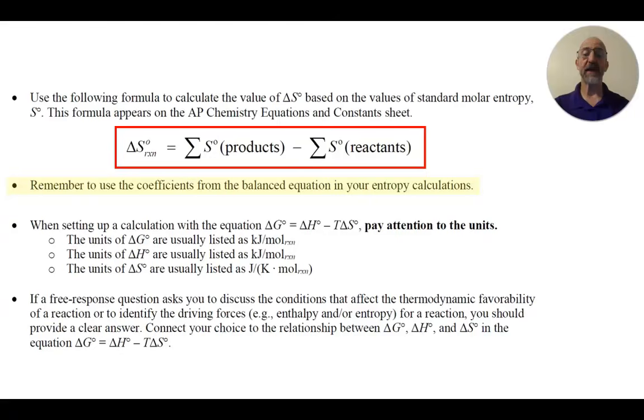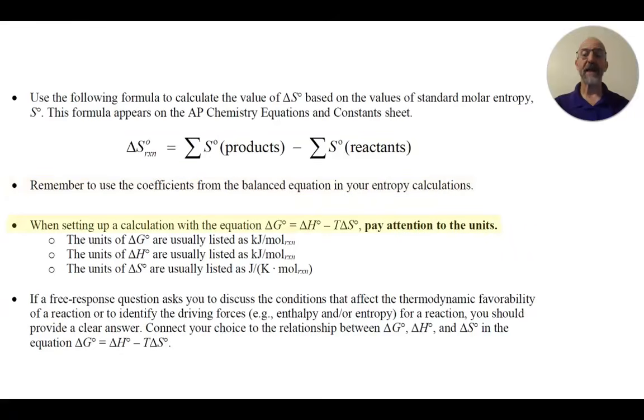Now, with respect to topic 9.3, when setting up a calculation with the equation delta G equals delta H minus T delta S, pay attention to the units. The units of delta G are usually listed as kilojoules per mole of reaction. Similarly, the units of delta H are usually listed as kilojoules per mole of reaction. But what's different is that the units of delta S are usually listed as not kilojoules, but joules per Kelvin mole of reaction. So pay attention to the units so that you avoid that inconsistency with kilojoules and joules.